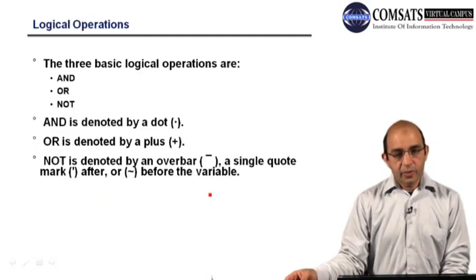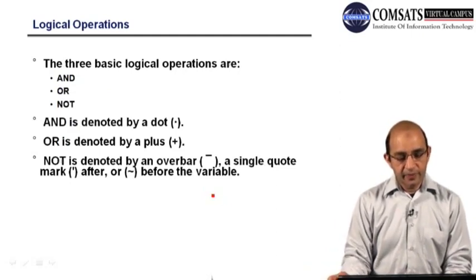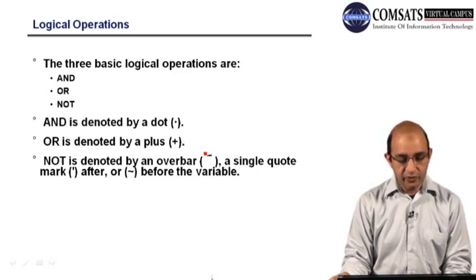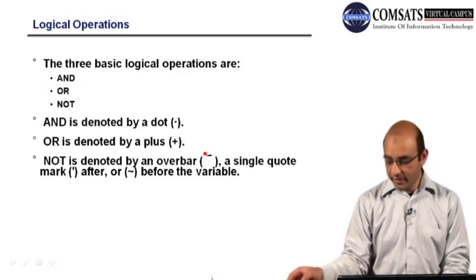So these are the logical operators. We normally have the basic logical operators: AND, OR, NOT. The AND is represented by a dot, OR is represented by a plus sign, and we place a bar at the top of an identifier when we want to represent its complement.